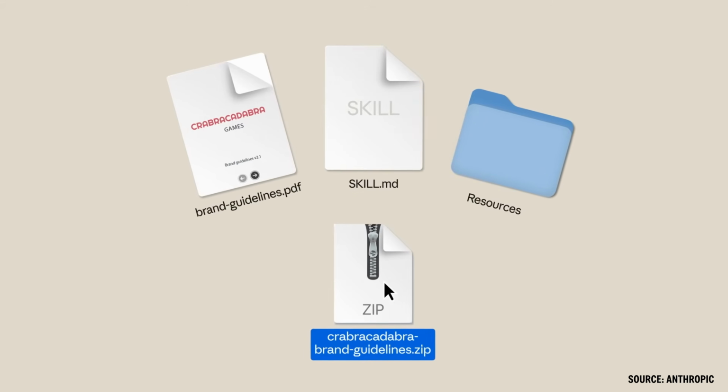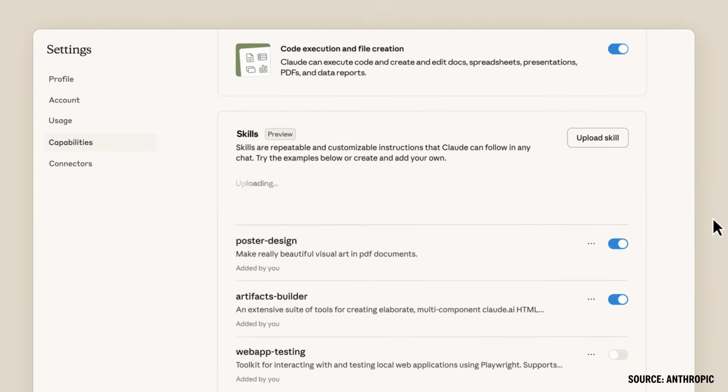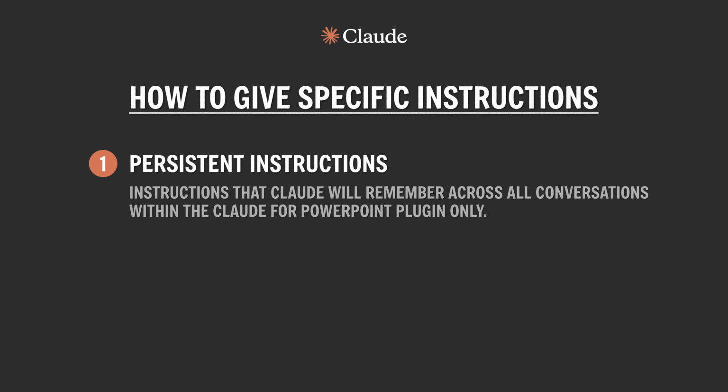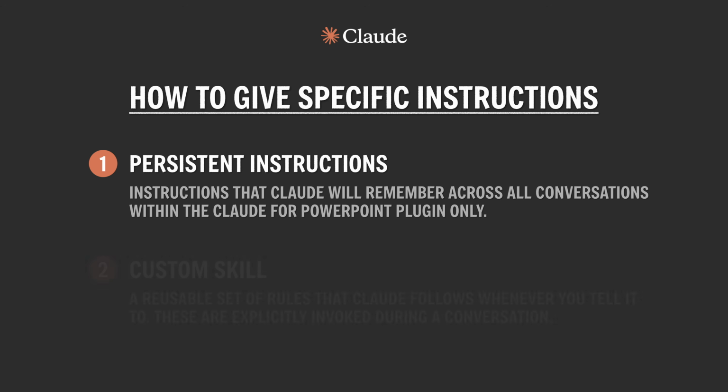So the question is this: can we teach Claude how to use those tools better and create slides like McKinsey? Let's see. Instead of relying on Claude to do all the thinking, like we just did, we can give it specific instructions and templates to use. Now, there are two different ways to do this. The first is by adding persistent instructions. These are instructions that it will remember across every conversation, but only within Claude for PowerPoint and not on Claude for web. And the second way we can do it is by creating a custom skill.